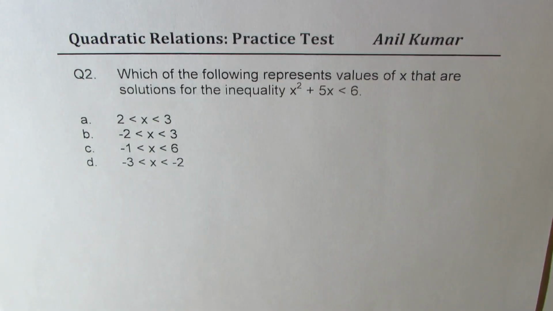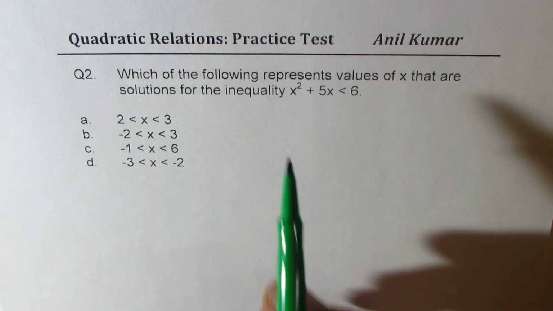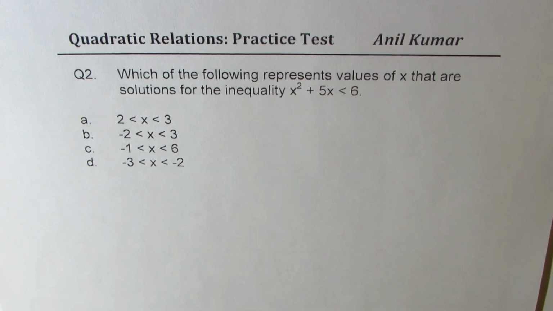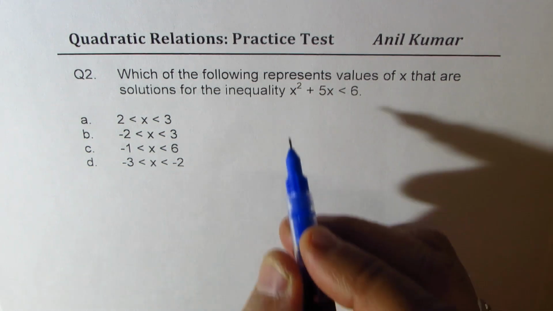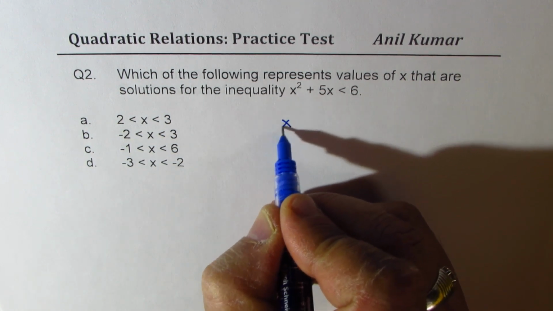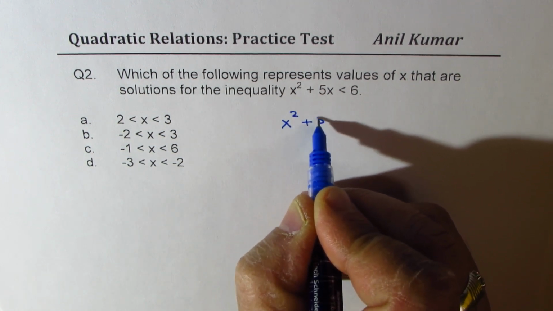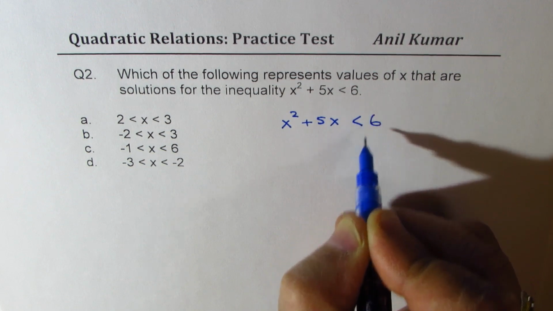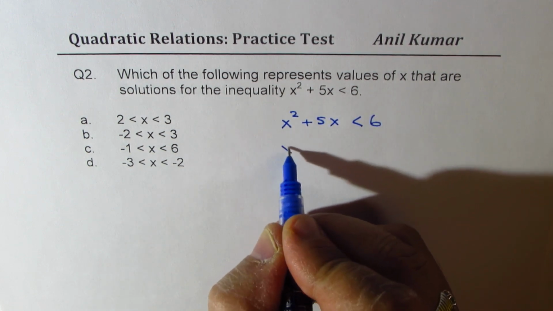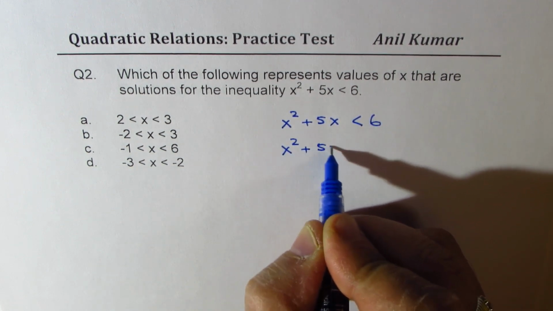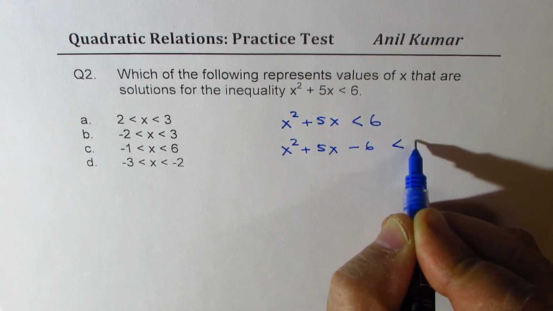Question number 2. Which of the following represents the value of x that are solution of the inequality x squared plus 5x less than 6? So let's look into this. We have x squared plus 5x is less than 6. Bring 6 to the left side, we get x squared plus 5x minus 6 is less than 0.